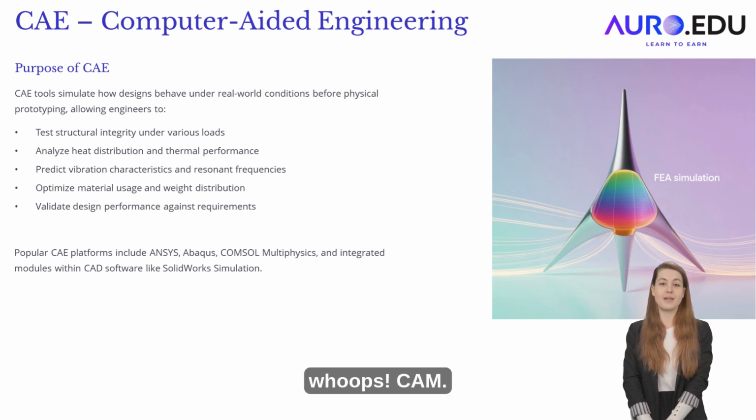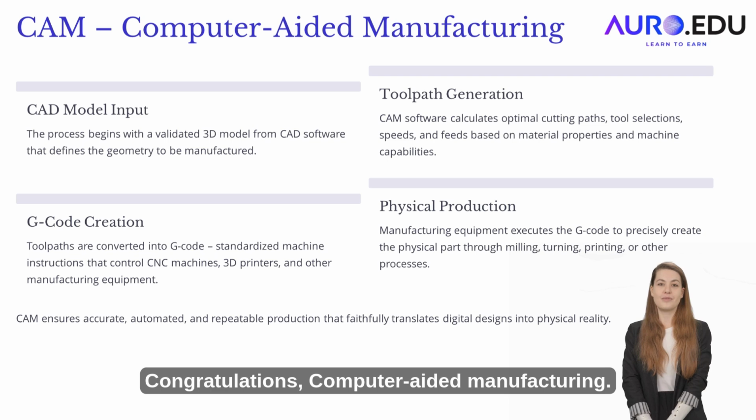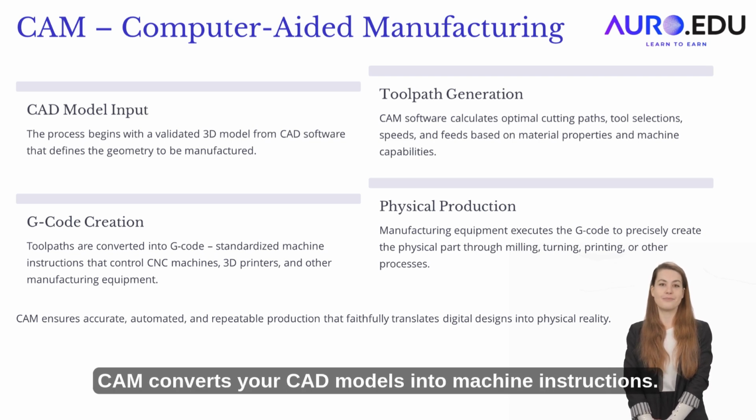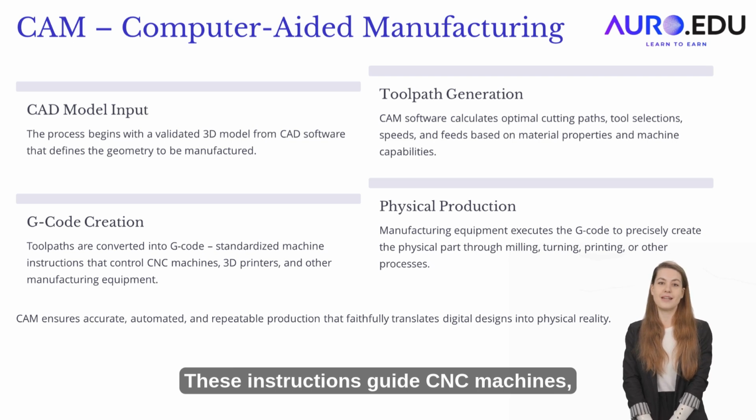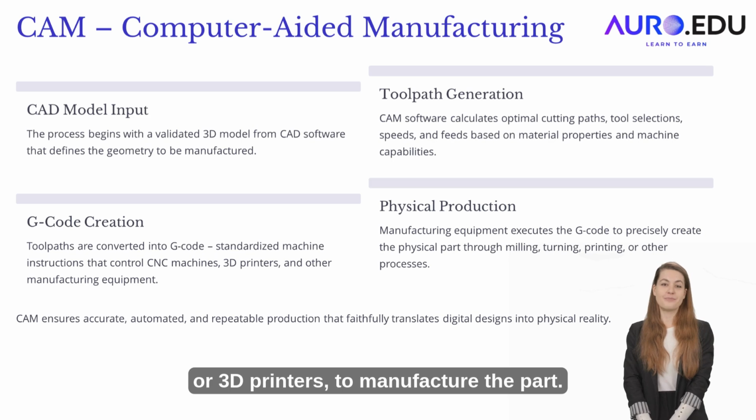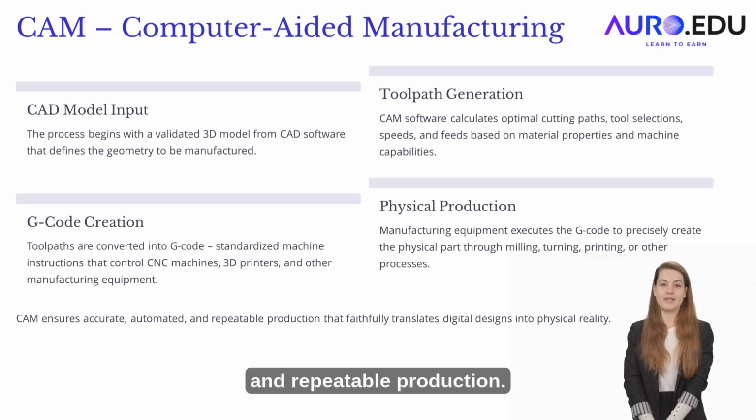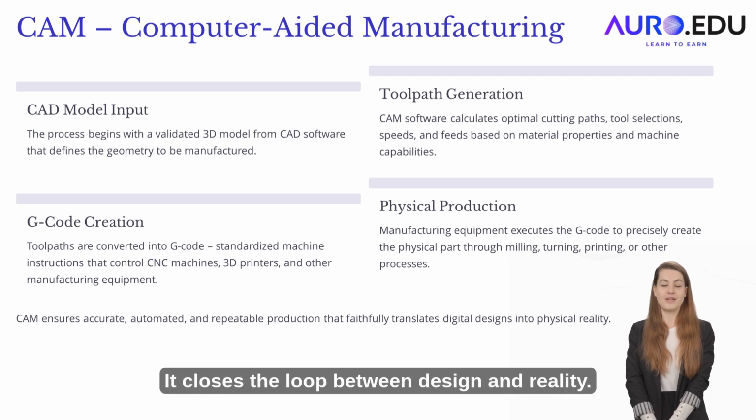5. CAM, computer-aided manufacturing. CAM converts your CAD models into machine instructions. These instructions guide CNC machines, or 3D printers, to manufacture the part. CAM allows for accurate, automated, and repeatable production. It closes the loop between design and reality.